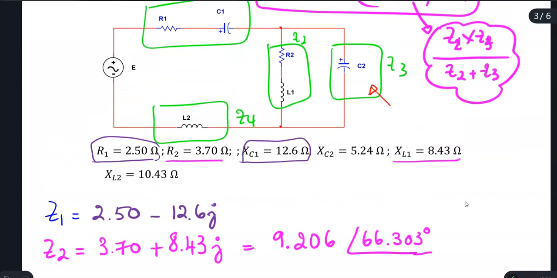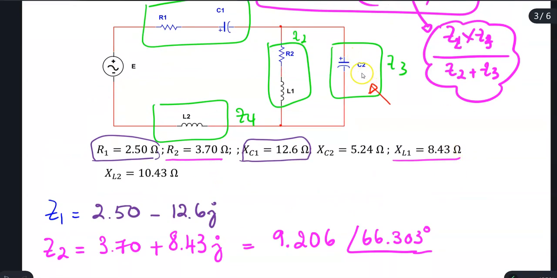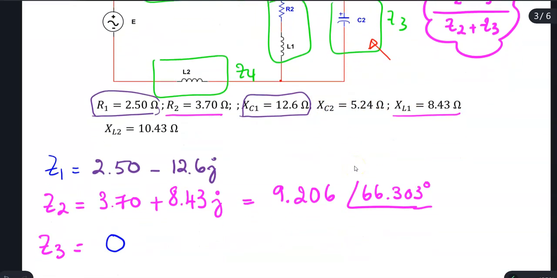Okay, and then it is a capacitor, and given as the capacitive reactance, you take the negative part of J, so I'm going to put negative 5.24J. Okay, this is very important. We need to get this correct in order to get a correct polar expression of this rectangular form. So if we make a mistake right here, we will carry that mistake in all our calculations.